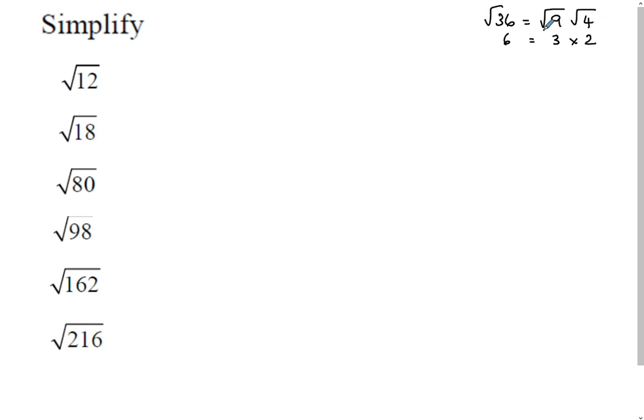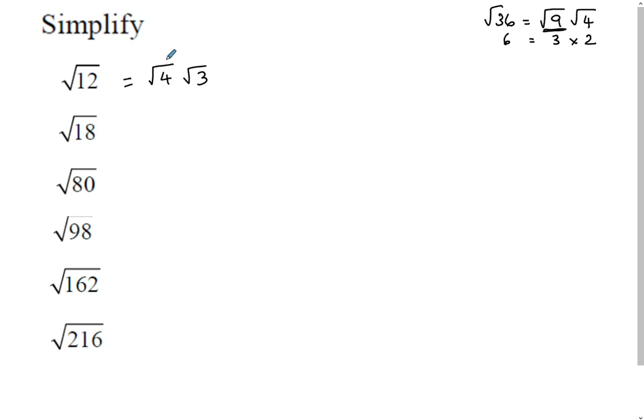So make sure that one of them is a square number. Your square numbers should be just rolling off your tongue. Okay, so if we look at simplifying surd 12, then the square number is 4. So surd 4, surd 3, because 4 times 3 is 12.